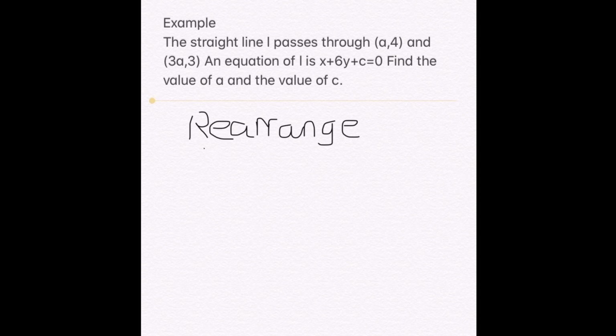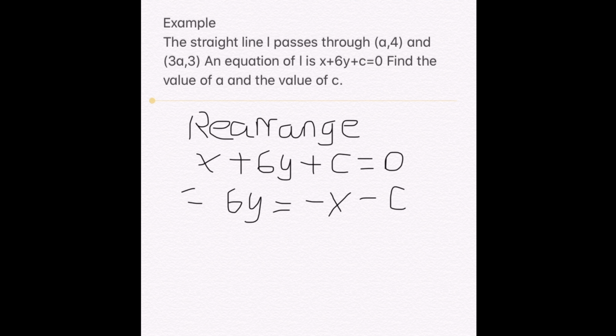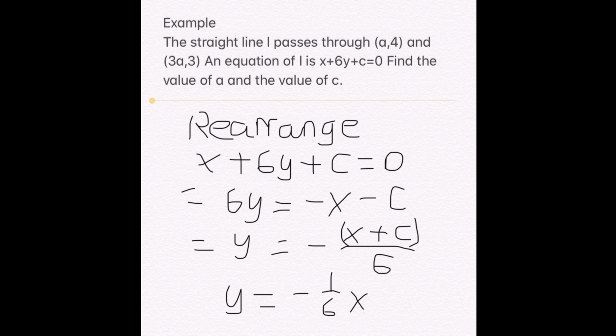First of all, we would rearrange the equation x plus 6y plus c equals 0 to make y the subject, and we get y equals negative 1/6 x minus 1/6 c. I don't know if you have already realized that the gradient is negative 1/6. Then you just have to find the corresponding gradient, which is m equals 4 minus 3 over a minus 3a. Then you would find out that they are equal and you find a equals 3.